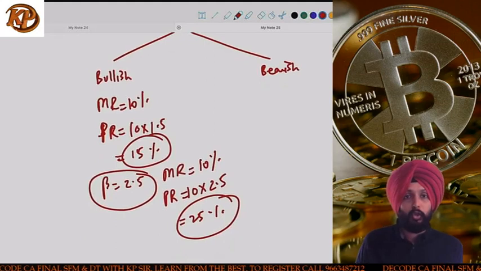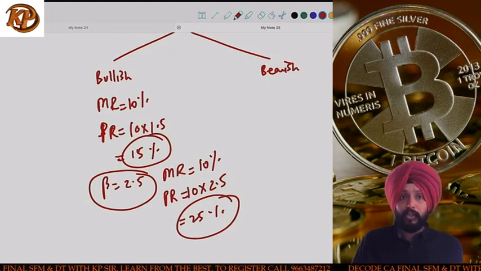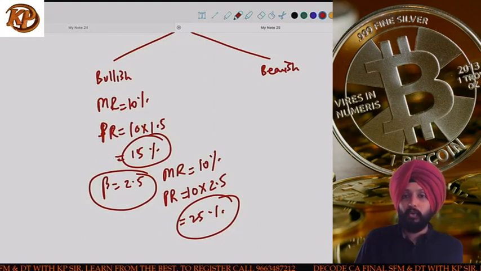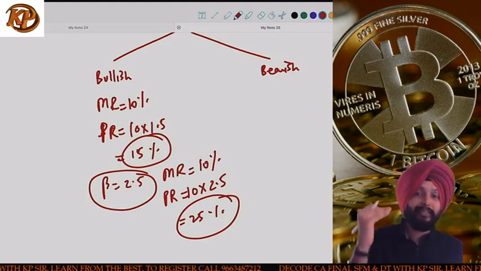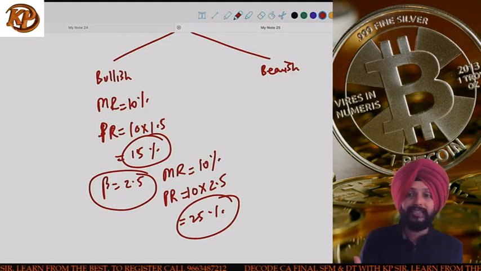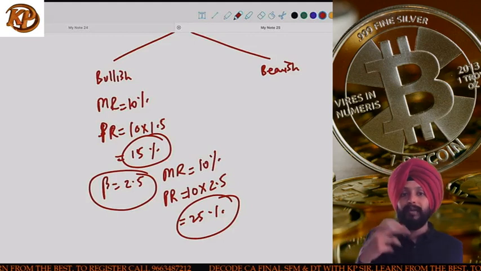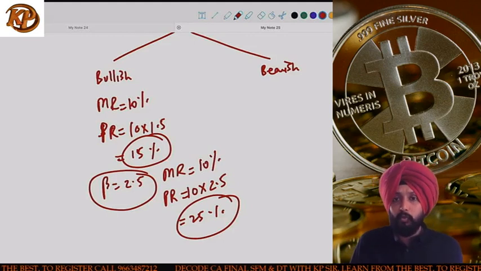Guys, I hope you understood the logic of it. Okay, so if we are bullish and existing beta is 1.5, obviously we will try to increase the beta, make the portfolio a little more aggressive, so that if market return actually goes up, we are able to maximize our return. Everybody wants to maximize return.